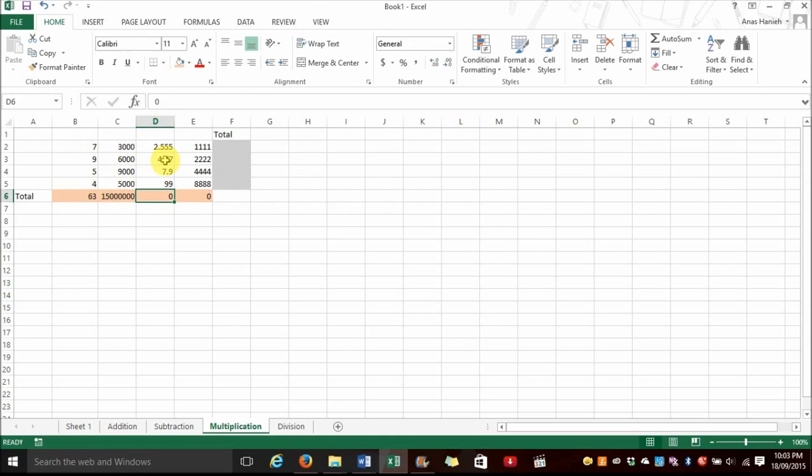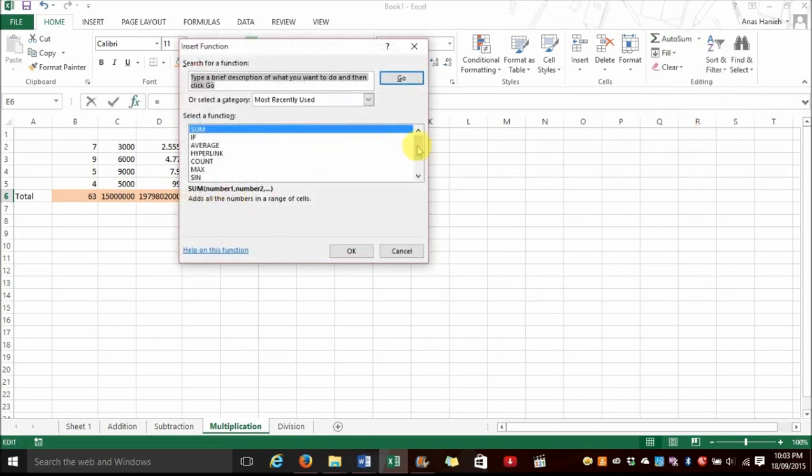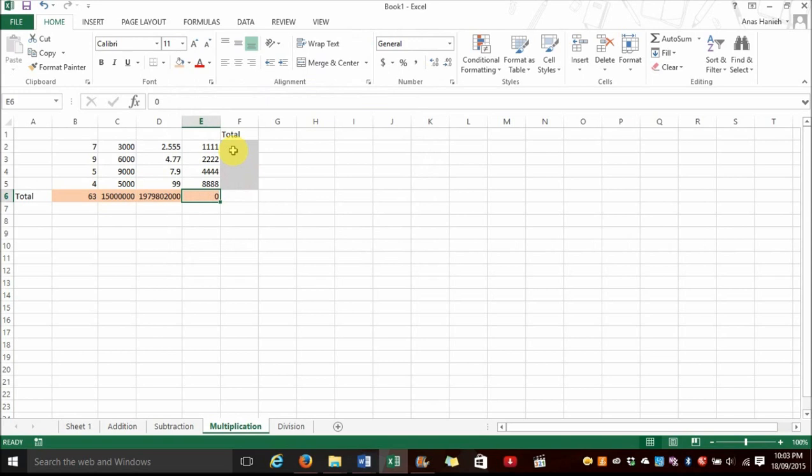Now the second method is always fast because I can select multiple cells. So equal sign, this cell times this cell times this cell, enter. Now as I said earlier, the functions, I will be providing more tutorials on how to use them, because I don't have that much information about it.